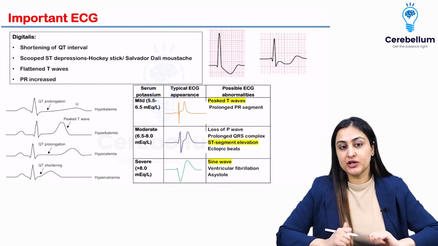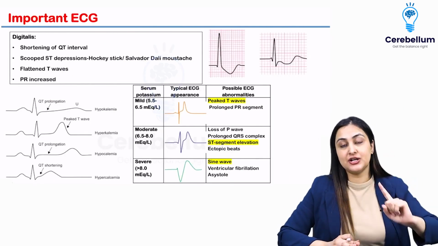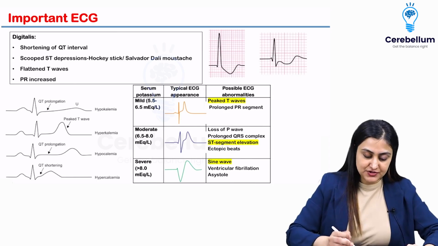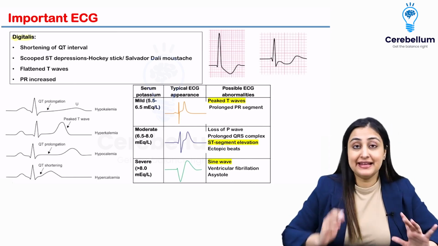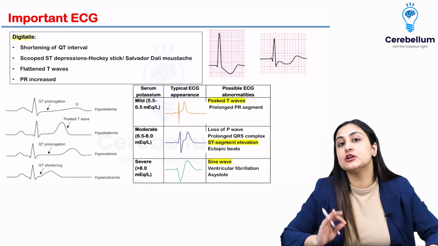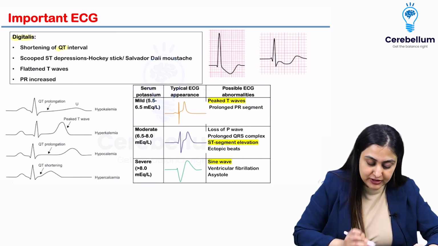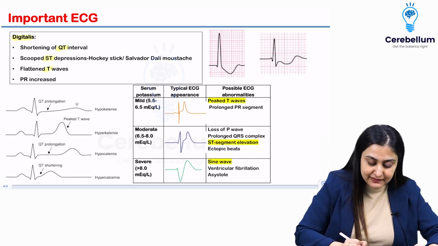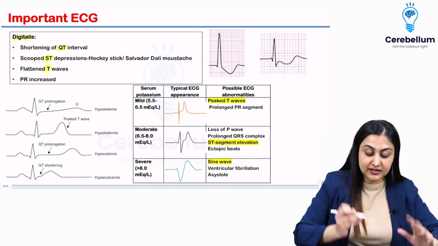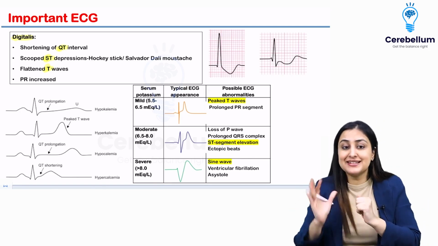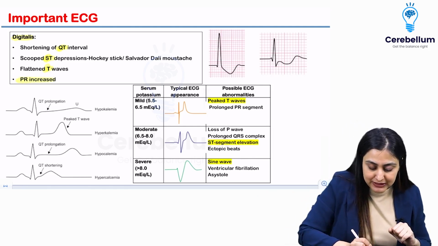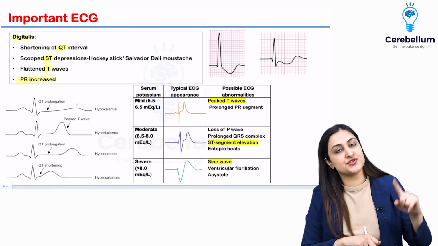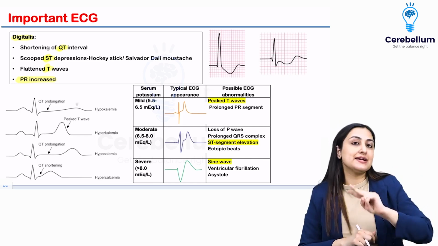Now, a few important ECGs: very important is digitalis, and very important is potassium changes. So remember in digitalis, anything which has a T in the name is going to be shortened. You have shortening of QT interval, scooped ST depressions, and a flattened T wave. So anything with the T is either shortened or depressed. That's how we remember. The only thing is PR is increased. So we've done PR interval increase, two causes: one was our heart blocks and second is digitalis.